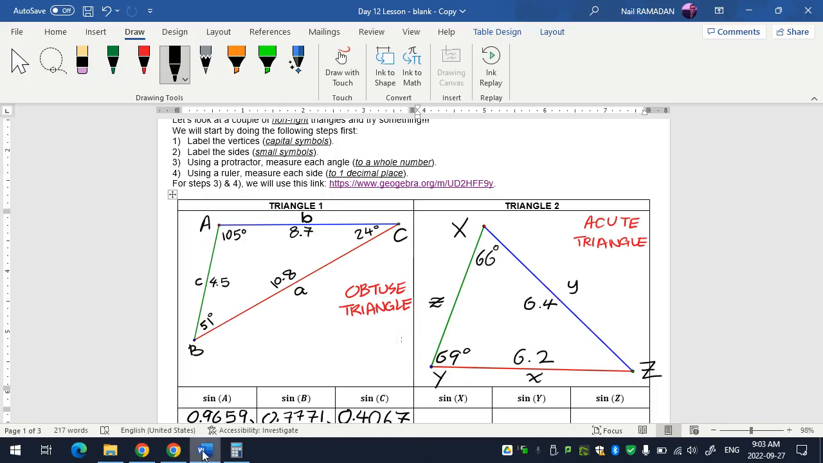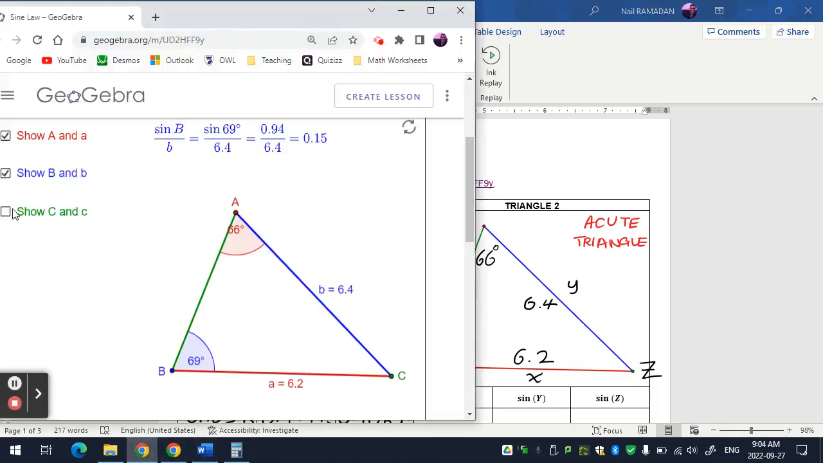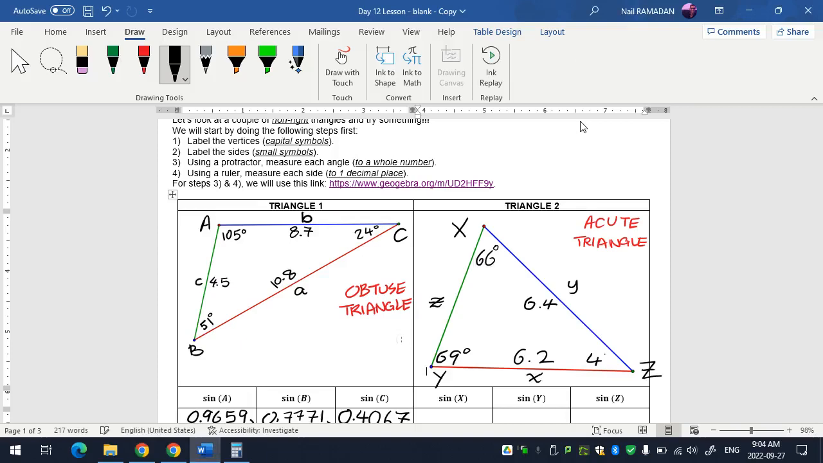Well, let's check. 45 with a 4.8. All right. 45 with a 4.8. And that's all I'm going to do for you regarding this triangle.